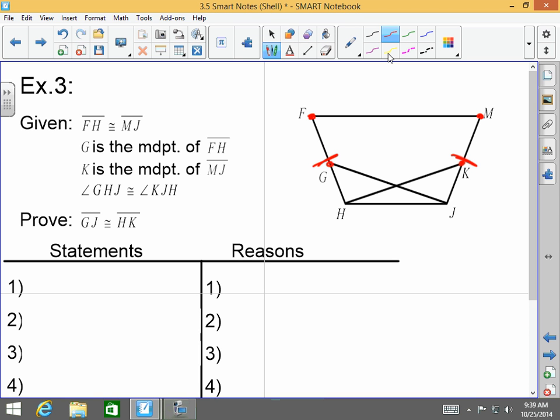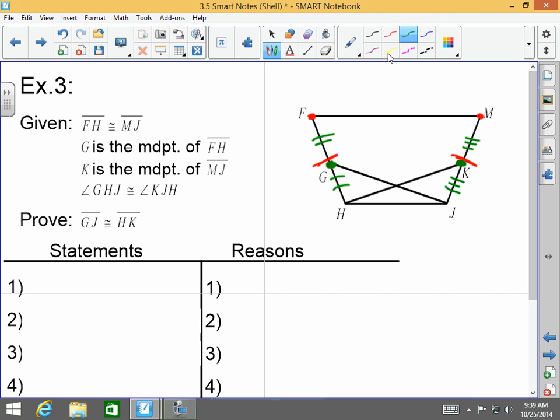Then we have that G is the midpoint of FH. Okay, that makes things a little bit easier. Okay, if G is the midpoint of FH, now I know that this guy is congruent to this guy, and K is the midpoint of MJ. Well, we know that this guy is congruent to this guy, right?